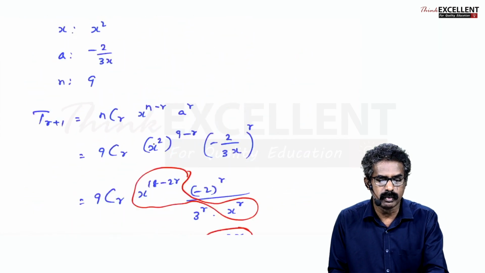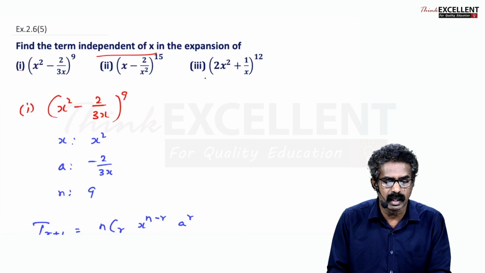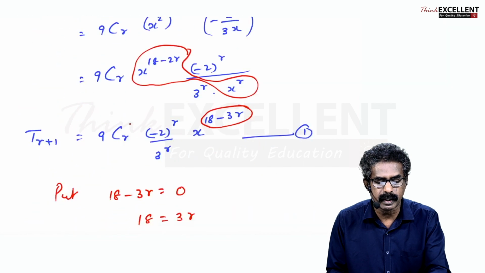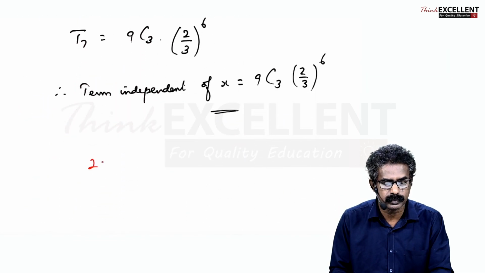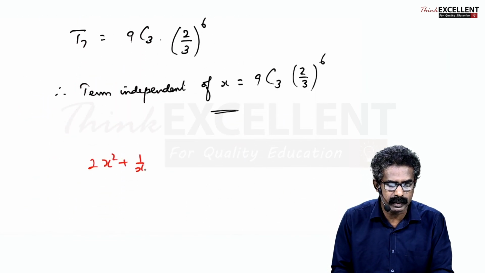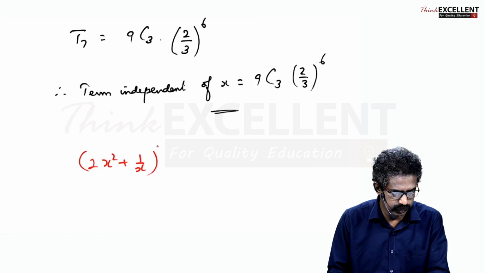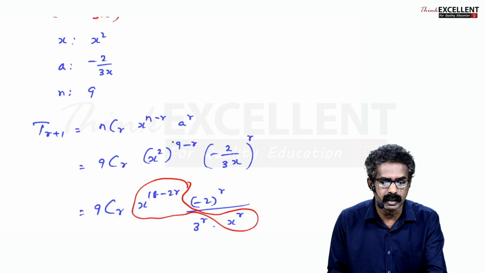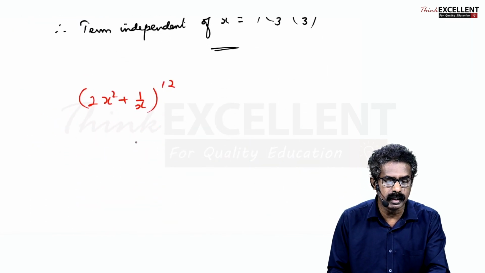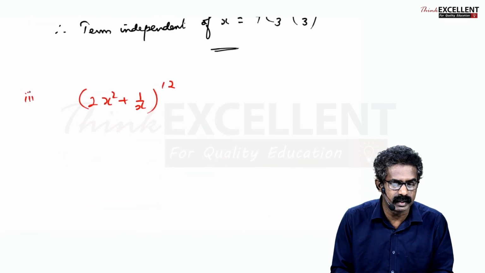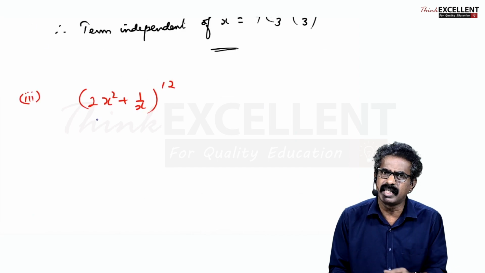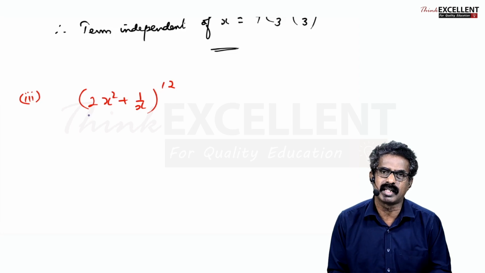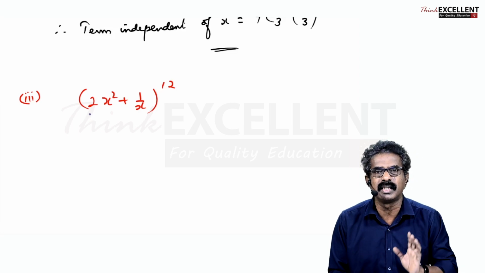Now just to explain one more question of the same type, shall we take the last one? 2x square plus 1 by x, the whole power 12, right? 2x square plus 1 by x raised to 12. The term independent of x. Listen very carefully. The second one you can try on your own. Any question need not be the book one. Let them give any question, you can do that. Just try to understand the method. You can answer any question in binomial.